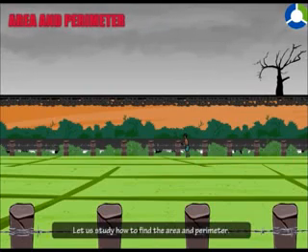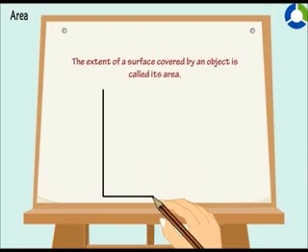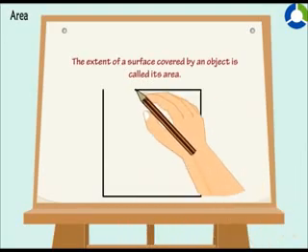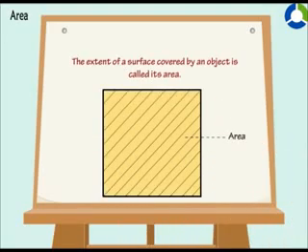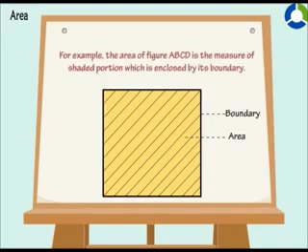Let us study how to find the area and perimeter. Area: the extent of a surface covered by an object is called its area. Area of a plane figure is the measure of surface enclosed by its boundary. For example, the area of figure ABCD is the measure of the shaded portion which is enclosed by its boundary.